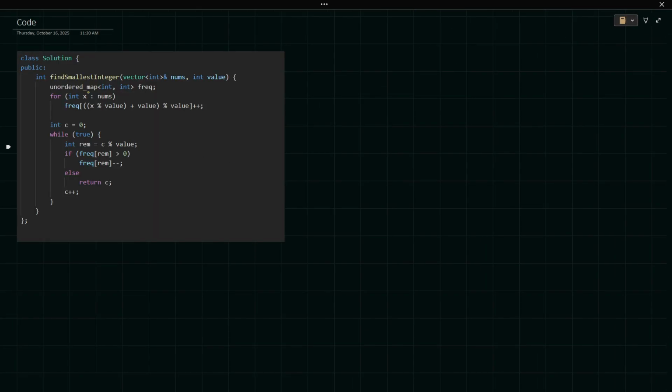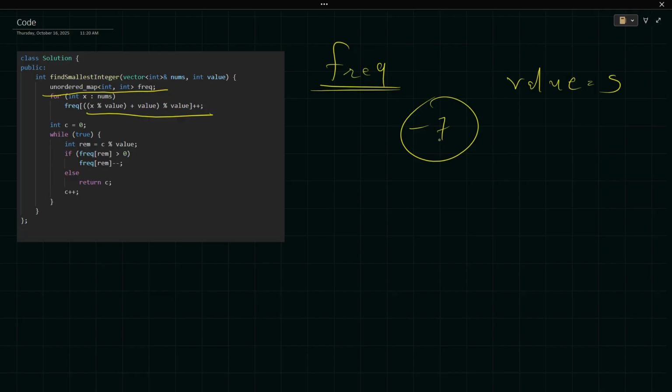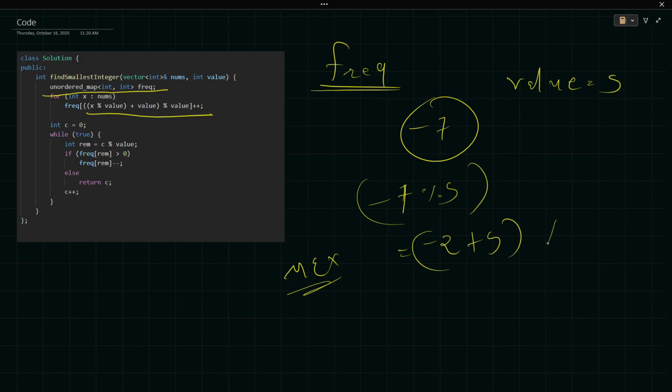I am using this unordered map for tracking the frequency, the occurrence of these values. Why am I doing x mod value plus value? Suppose the value is 5, and an element -7 comes. Then -7 mod 5 would be -2. The modulo can't be negative in this case, since for MEX we are only considering positive values. So again we add 5 and take mod 5: -2 plus 5 is 3, mod 5 gives 3.